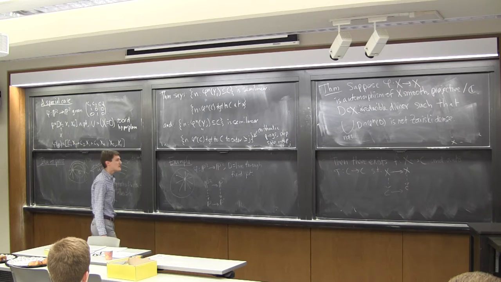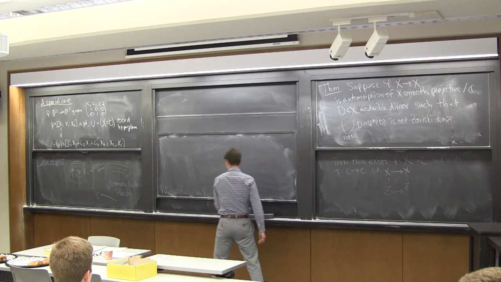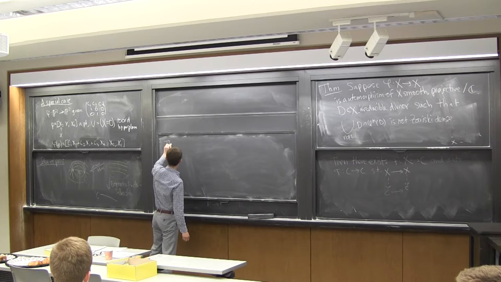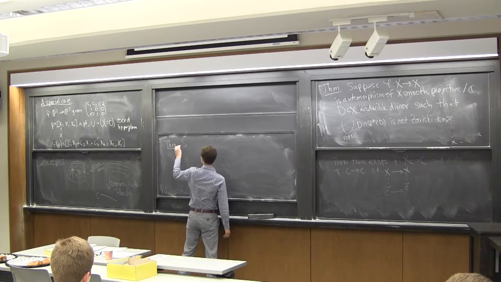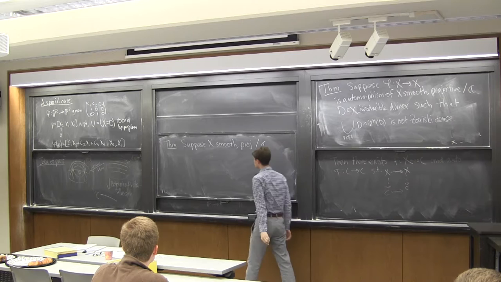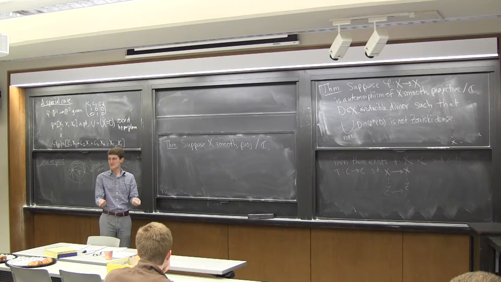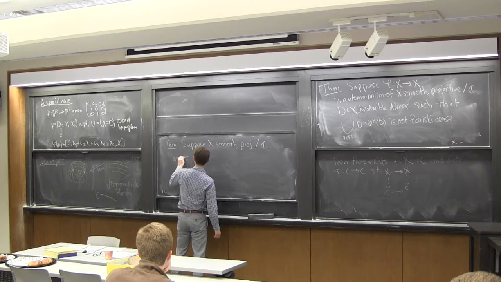OK, let me tell you one more application of these things. Here's our last result. So let's say you start with a smooth projective variety over C. And now you do a sequence of blow-ups at centers of dimension r. Well, I mean, you start with the variety and you start blowing it up. Now the question is, can the blow-up have more automorphisms than the original variety?